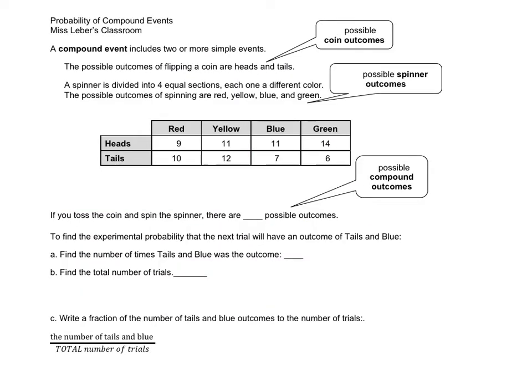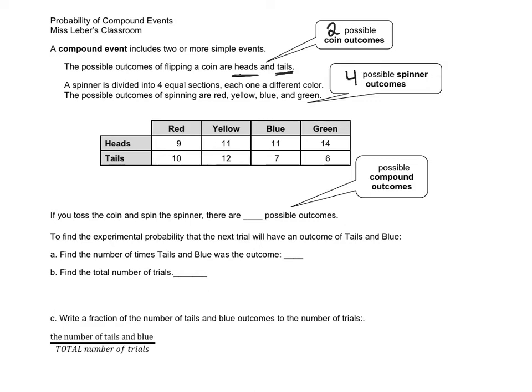Alrighty, so this next one, again, we're going to talk about another compound event. Again, when two or more things are happening. So it says you could flip a coin. You could either get heads or get tails. It means there's two possible coin outcomes. And it says the spinner is divided into 4 equal sections, red, yellow, blue, and green. So 4 spinner sections. And then it gives you a table similar to the last question.